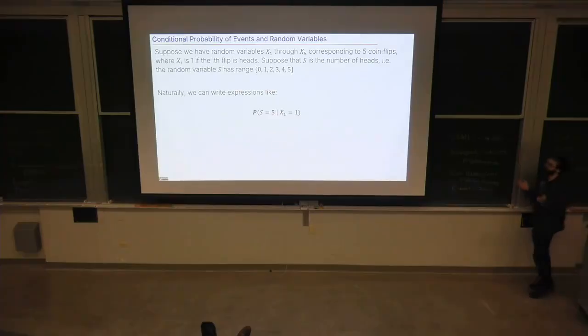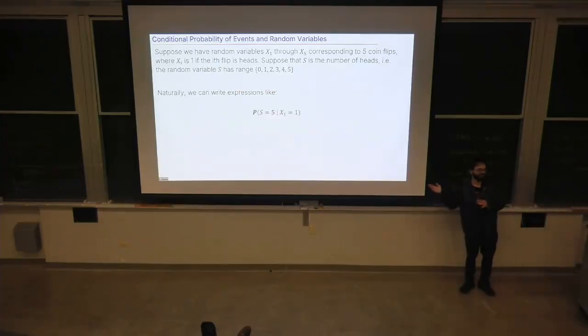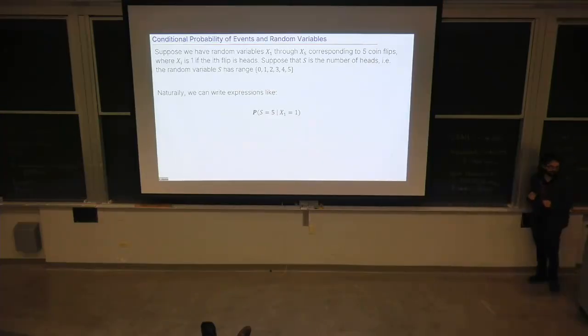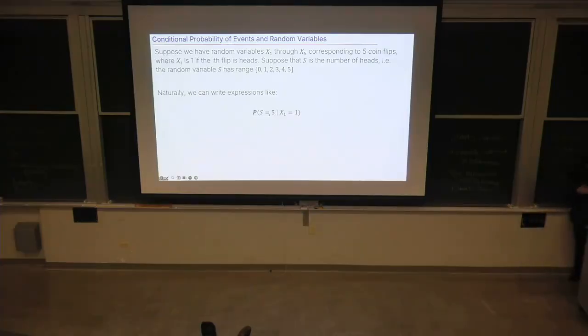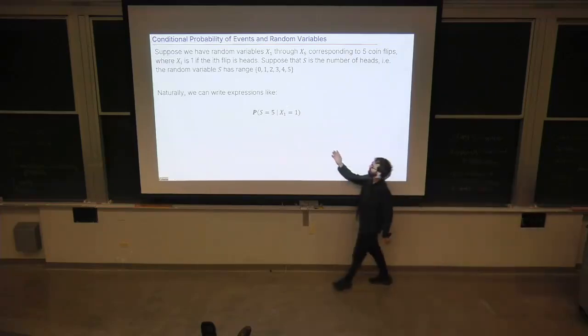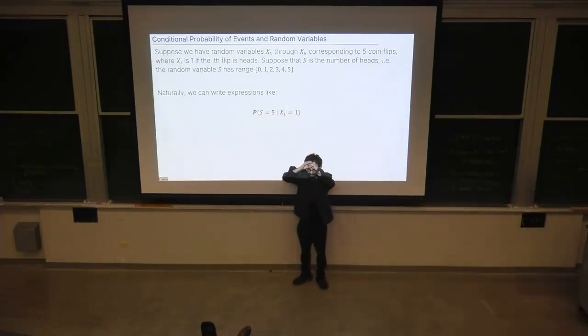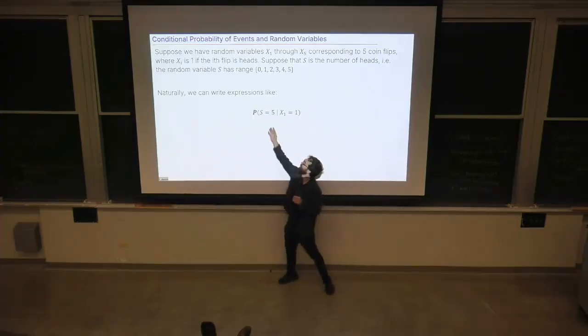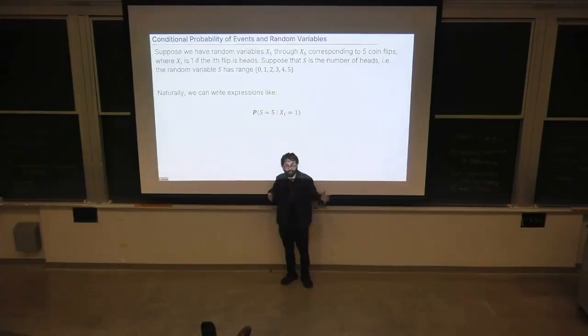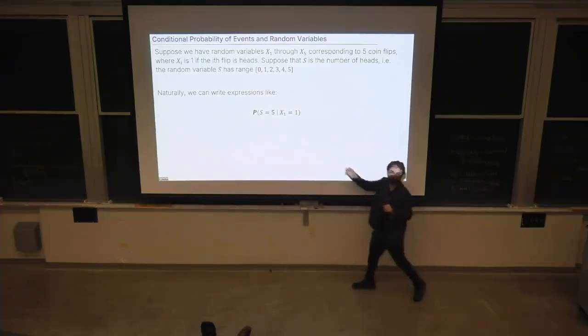Okay, what about conditional probability? This isn't even in the notes because it's considered so trivial. But the idea is that we could naturally write expressions like the probability of s equals 5 given that x1 equals 1. When you see x1 equal to 1, you're just thinking, okay, it's all the points that map to 1 under this random variable. And this is all the points that map to 5 under this other random variable. Once you think about it as just subsets of the sample space, there's nothing new here, right?